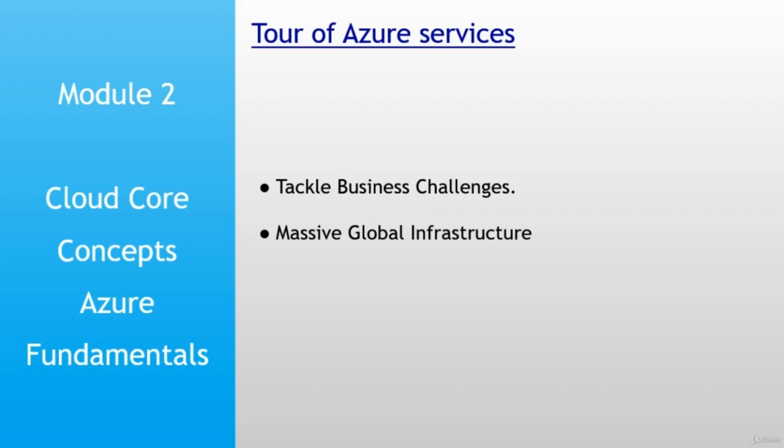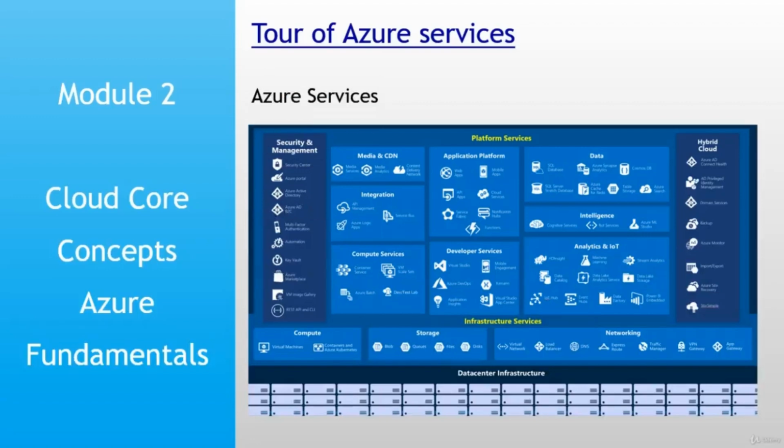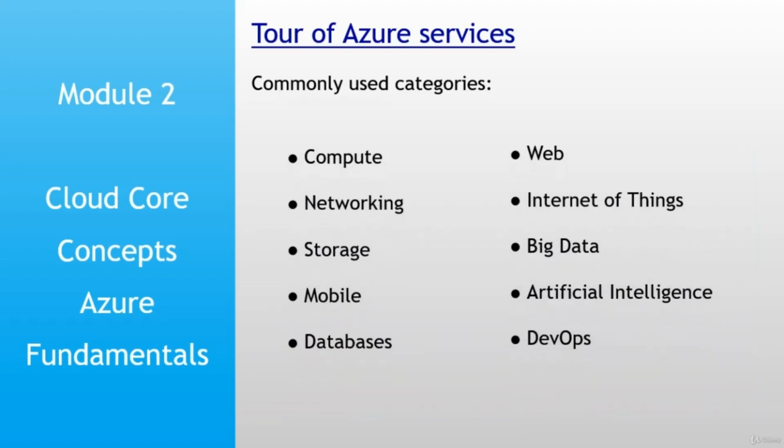Let's take a quick tour of the high level services Azure offers. Here's a big picture view of the available services and features in Azure. Let's take a closer look at the most commonly used categories. Those are compute, networking, storage, mobile, databases, web, Internet of Things, big data, artificial intelligence, and DevOps. Let's discuss all these in more detail.